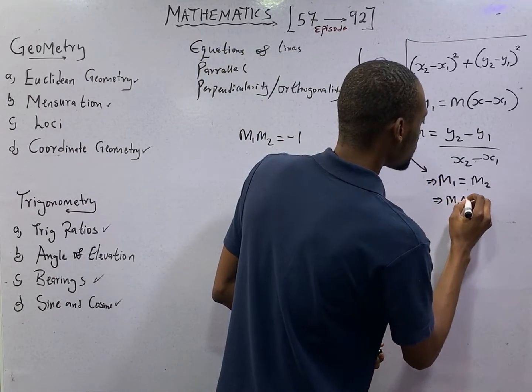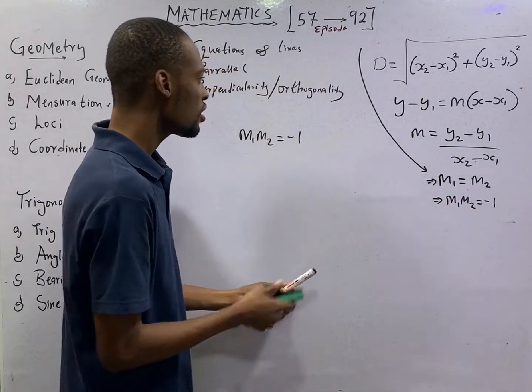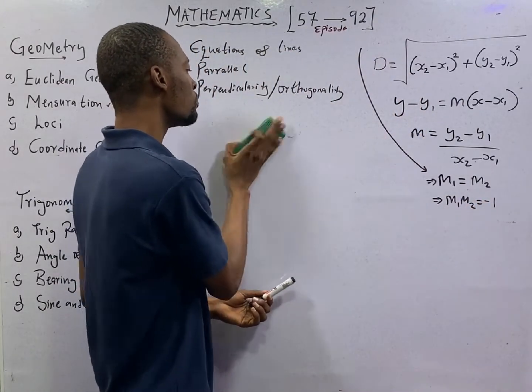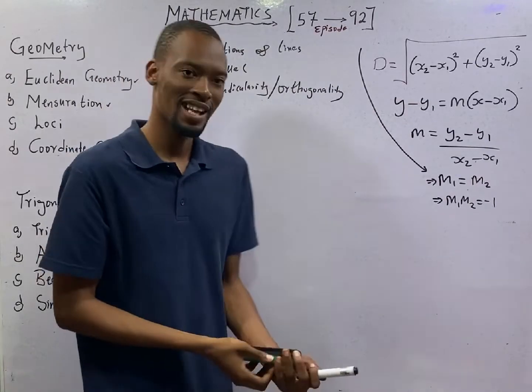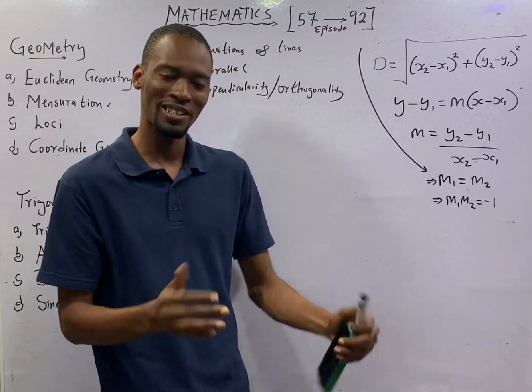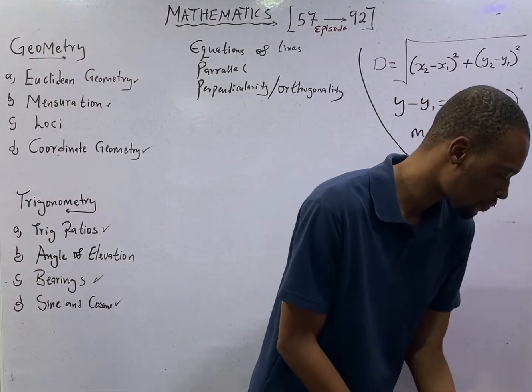So this is for parallel line, this is for perpendicularity or orthogonality: m1 times m2 is equals minus 1. This is a $1 million information at your doorstep. Let's see a question.